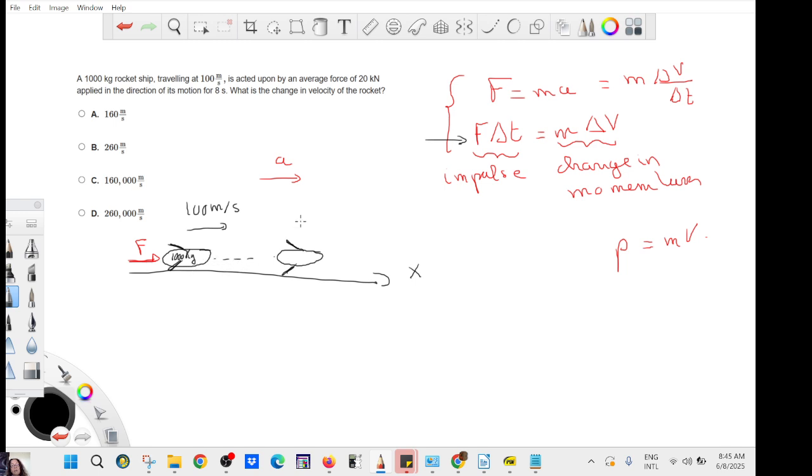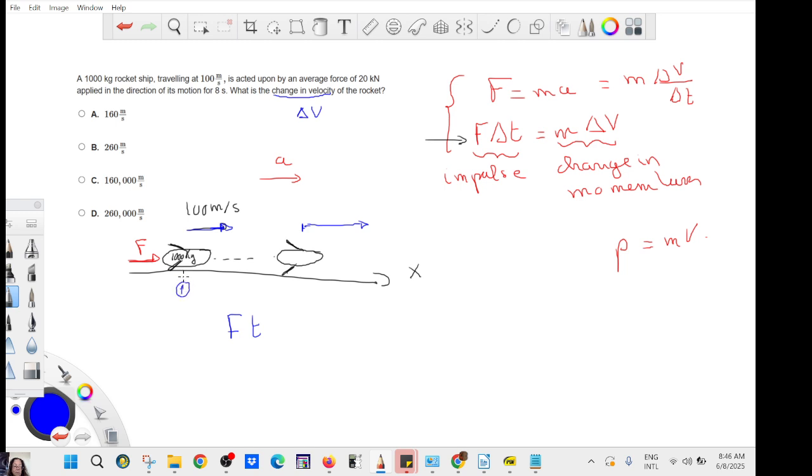Obviously the speed is going to increase, right? It's 100 meters per second, so you have an increase in speed. And the force here is the average force, so we say the net force is constant. You average it, so the acceleration will be constant. So what is the change in velocity? They want you to find delta V. So you're going to write the force and the time elapsed.